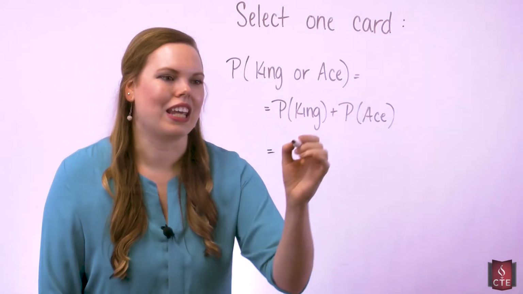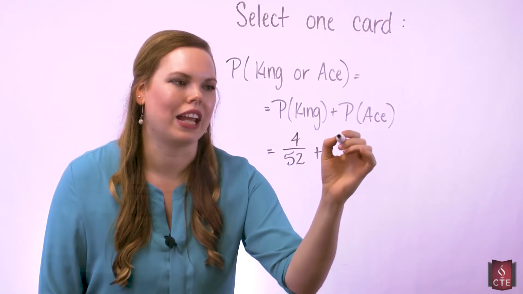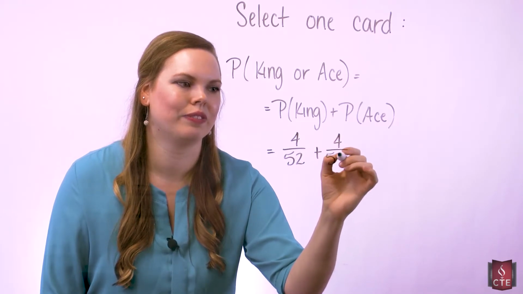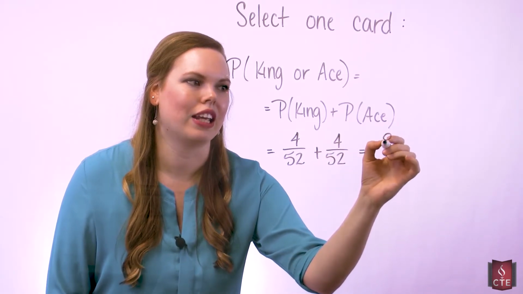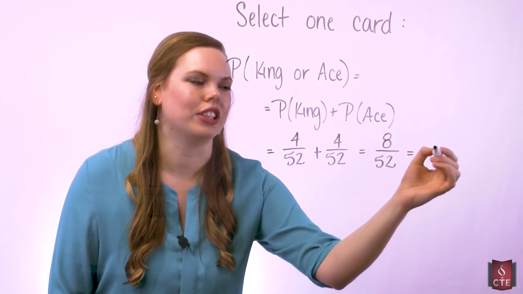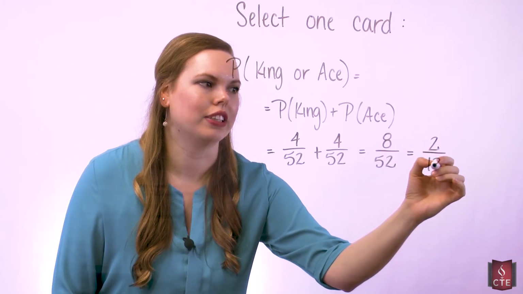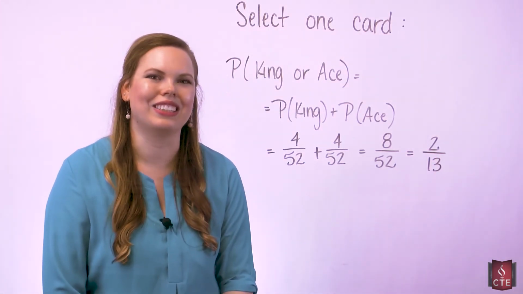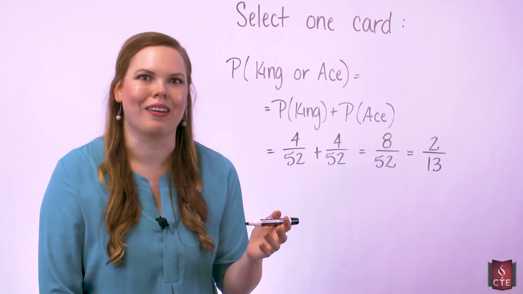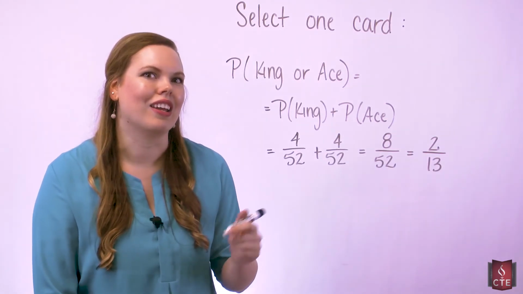So probability of a king, 4 out of 52. Probability of an ace, 4 out of 52. So the probability of getting either an ace or a king is 8 out of 52. Both divisible by 4, reduces to 2 out of 13. So there's the OR rule for probability demonstrated, and a few examples for that.